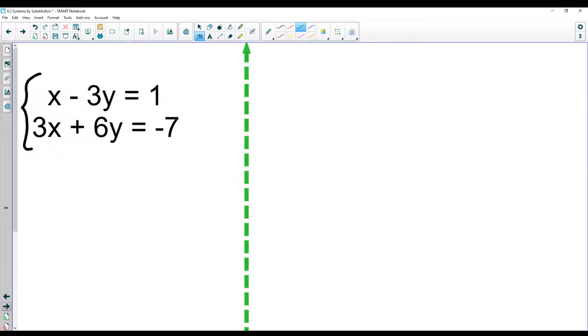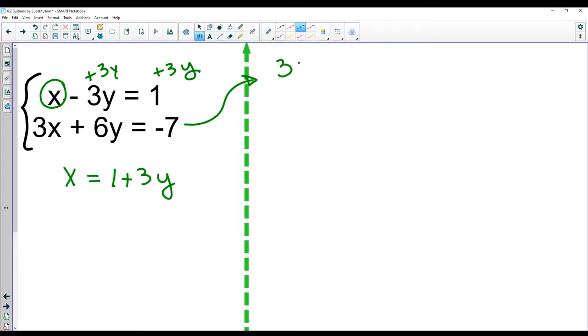Okay, let's try one more. So take a look here. We've got two equations. We need to get x or y alone. That does not matter. You pick whichever one is easiest. Okay, so if I'm looking at this, all I have to do is add a 3y to both sides, and I would have x by itself. So that means I'm going to write this equation here, where I added 3y, and I'm going to put the other equation over here.